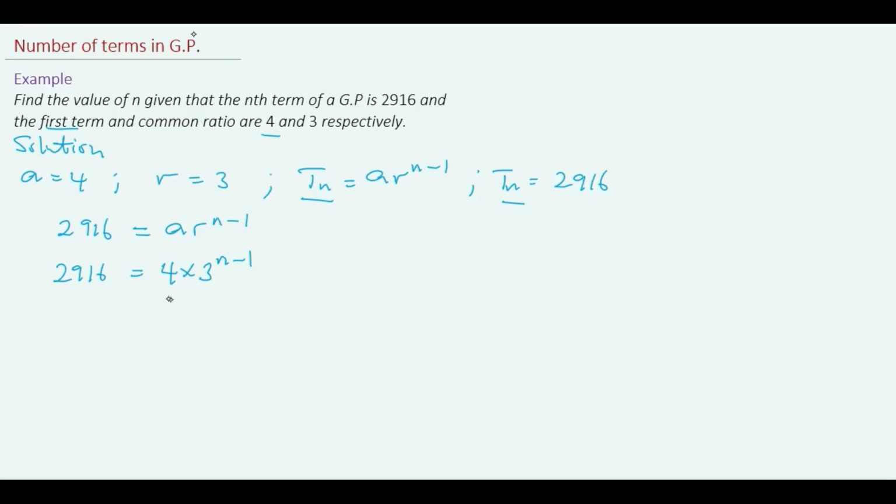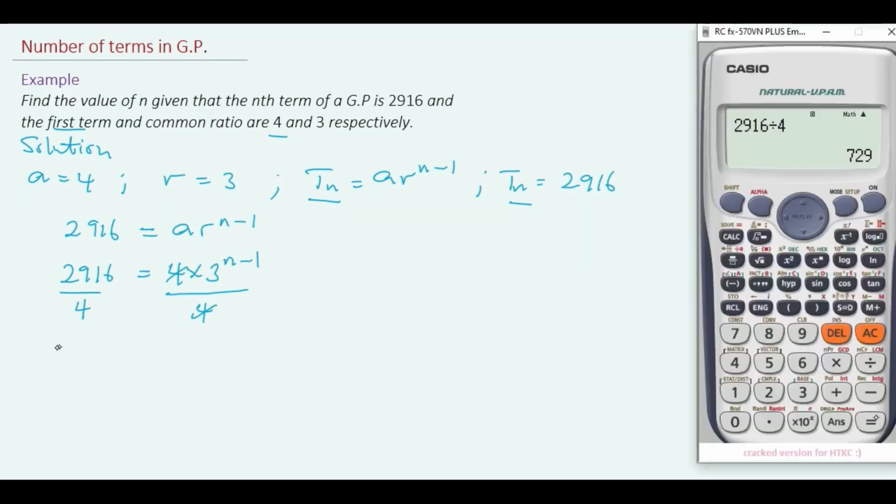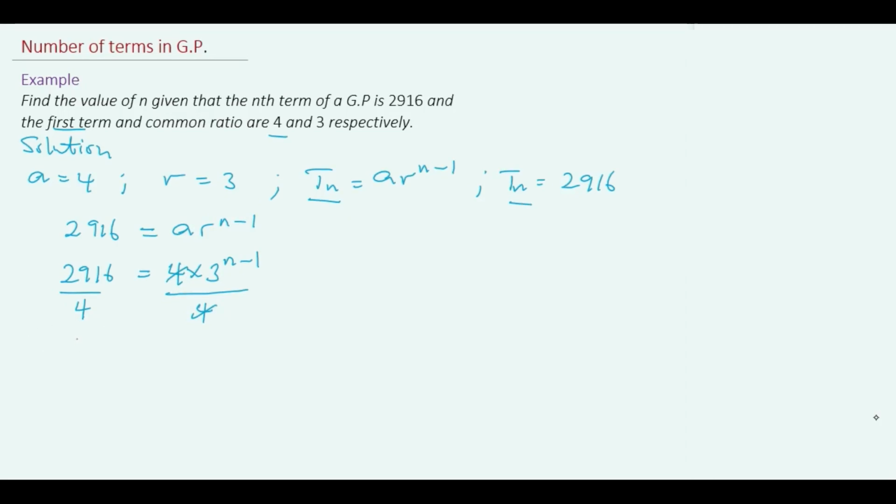We continue here. The first thing we have to do is divide by 4, so this cancels. This gives you 729, which is equal to 3 raised to power n minus 1. We can now split our 729 so that it has the same base as the 3 here.